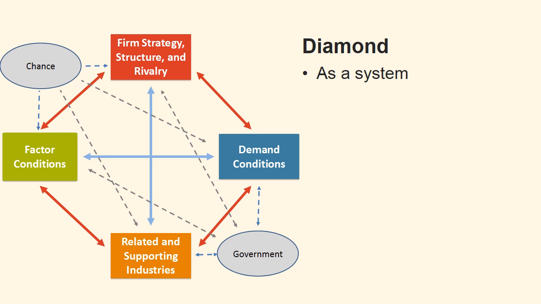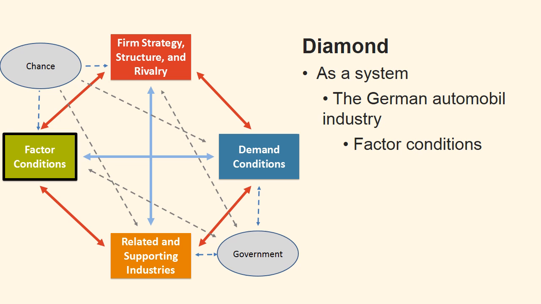The diamond must be seen as a system. The effect of one determinant often depends on the state of others. An example is the German automobile industry, which has national competitive advantage. The industry has four major players. These are VW, BMW, Mercedes and Opel. They are all placed in the south of Germany.